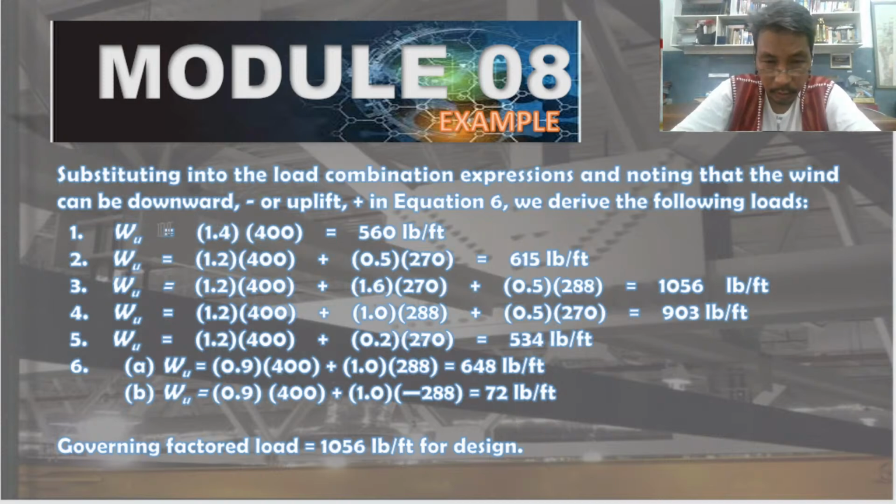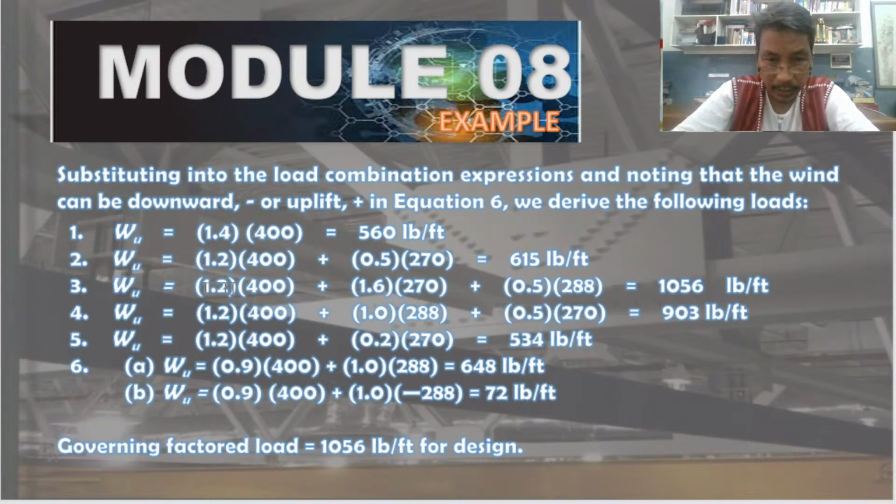So number 1 equation, dead load times 400. So that is immediately 560. Equation number 2, 1.2 times 400 plus 0.5 times 270. 0.5 because we are just using rain load. There is no live load. So this is 615.